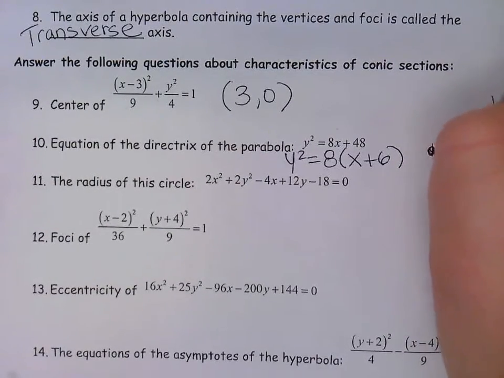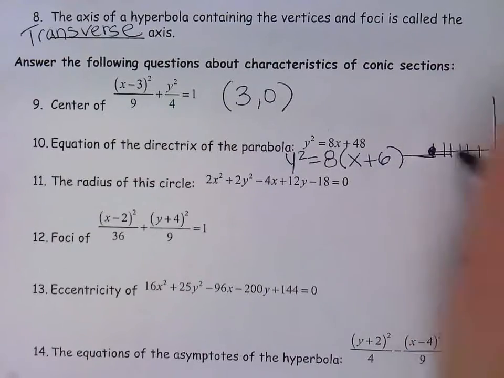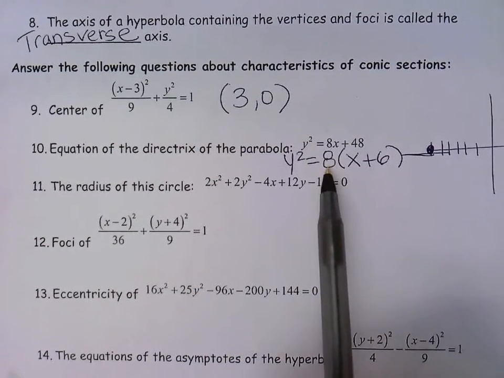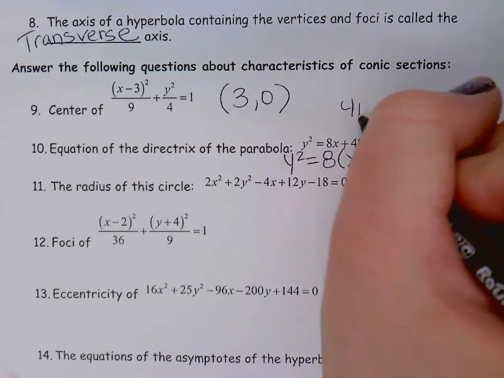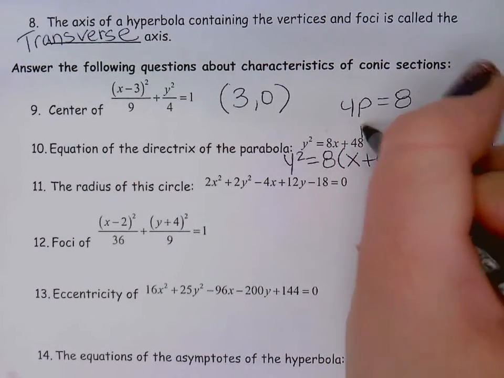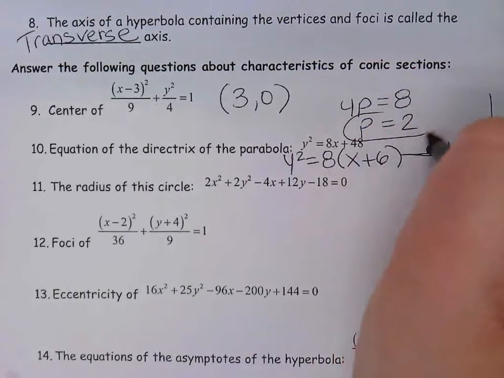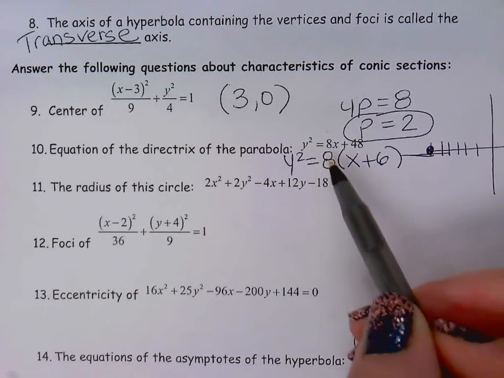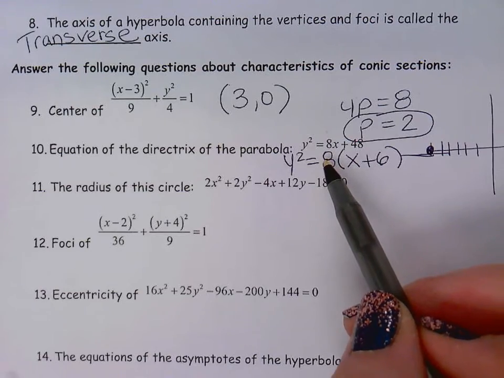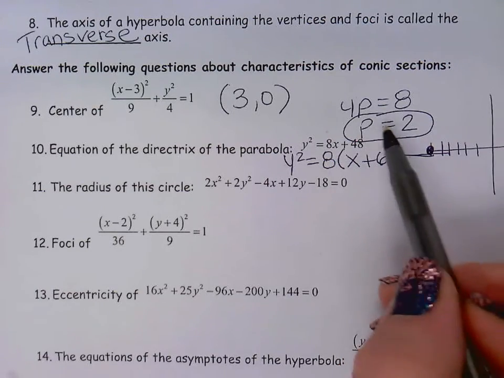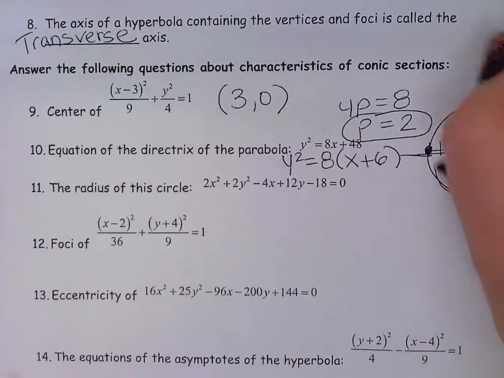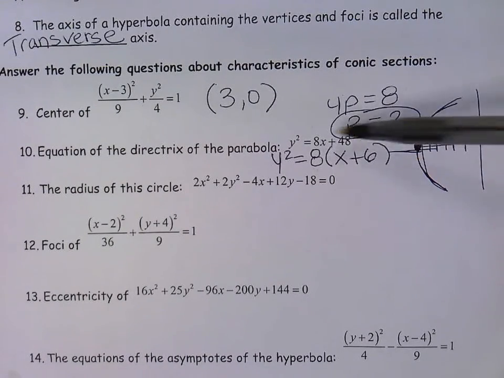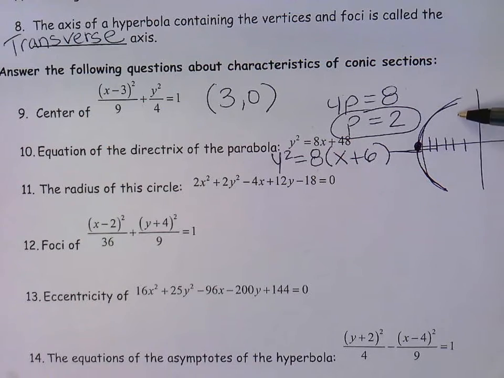So there's my vertex of my parabola. And if the 4p value is 8, so 4p is 8, p by itself is 2. So you have to divide this coefficient by 4. P is positive. So that tells me that my parabola is going to open to the right. So if it's left or right, if it's positive, it opens to the right.